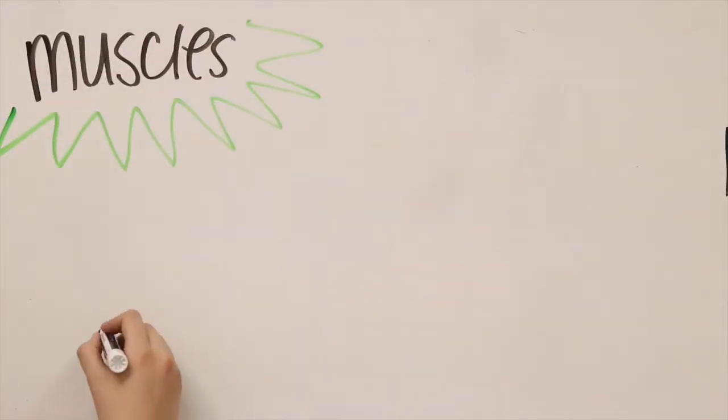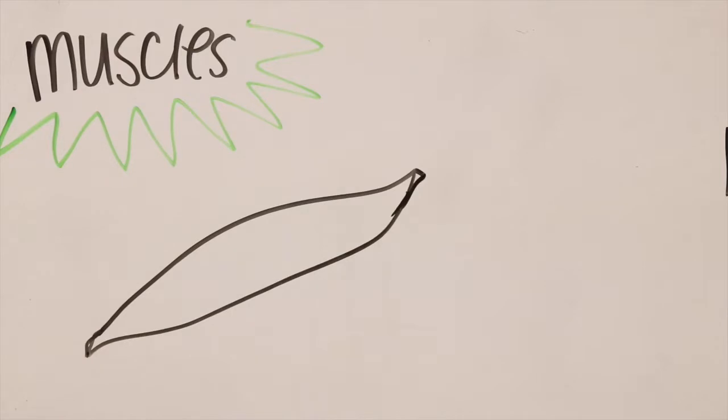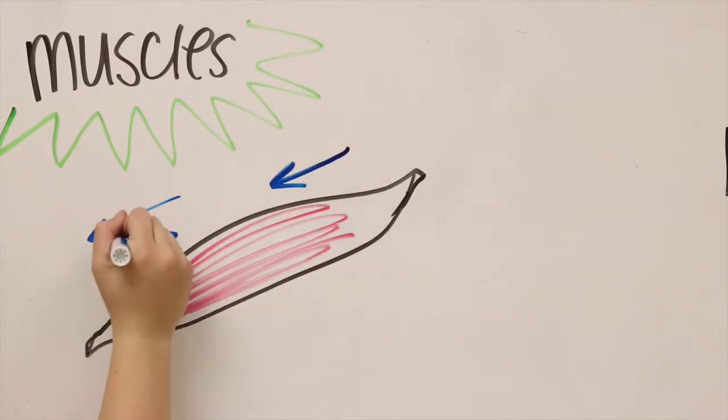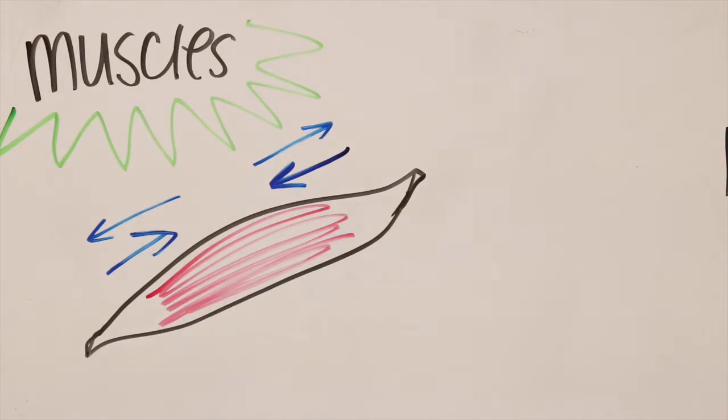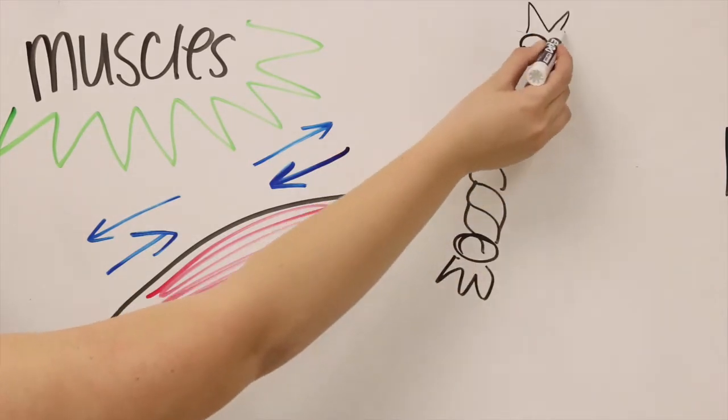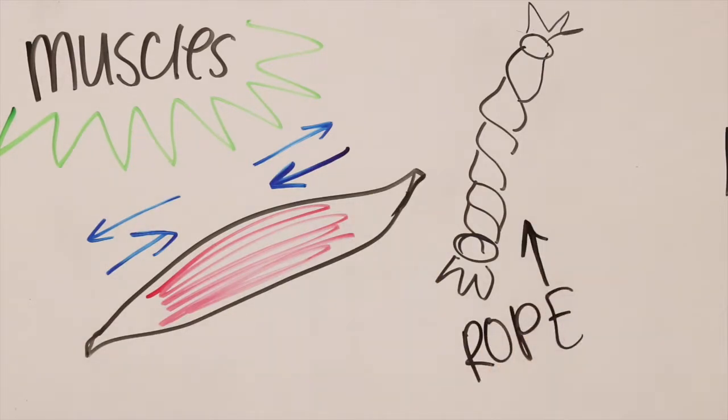Muscles are a band or bundle of fibrous tissue in a human or animal body that has the ability to pull and contract. Muscles have the same idea as a rope, with all the fibers holding itself together.